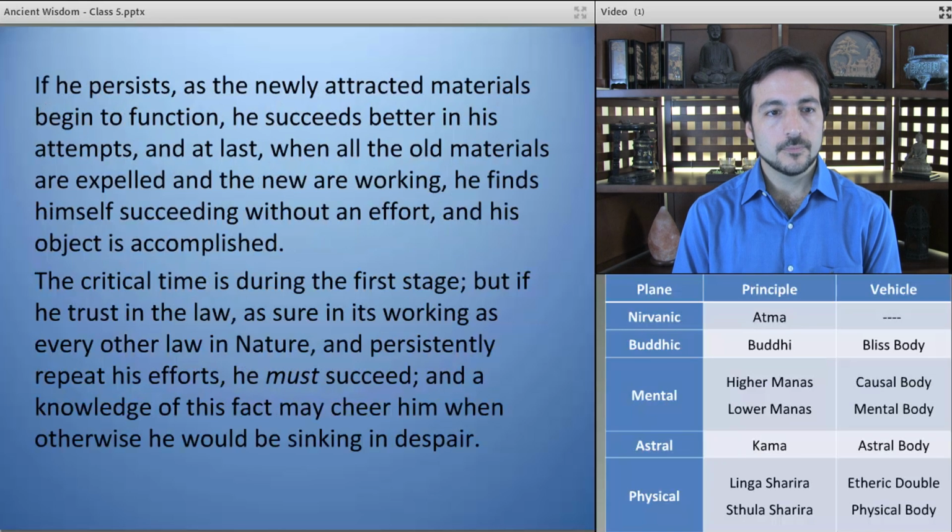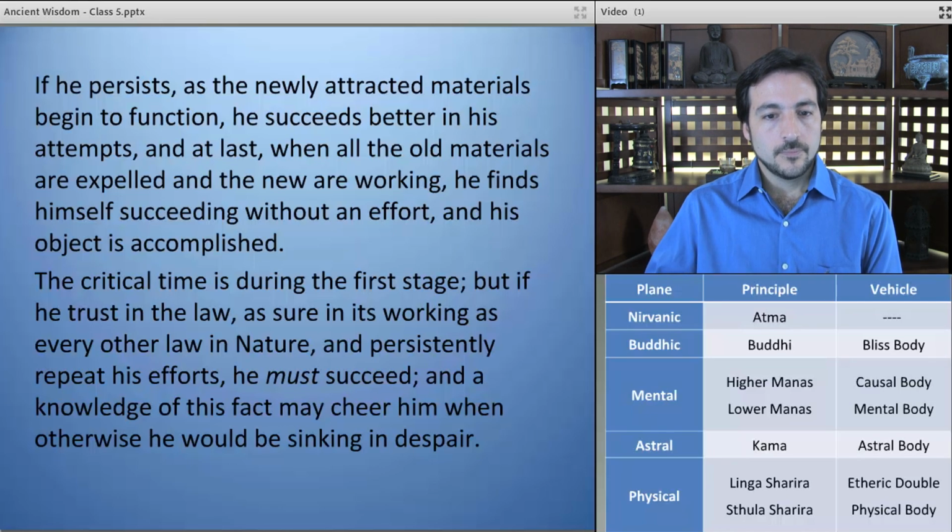If he persists, as the newly attracted material begins to function, he succeeds better in his attempts, and at last, when all the old materials are expelled and the new are working, he finds himself succeeding without an effort, and his object is accomplished. The critical time is during the first stage, but if he trusts in the law, as sure in its working as every other law in nature, and persistently repeats his efforts, he must succeed. And a knowledge of this fact may cheer him when otherwise he would be sinking in despair.